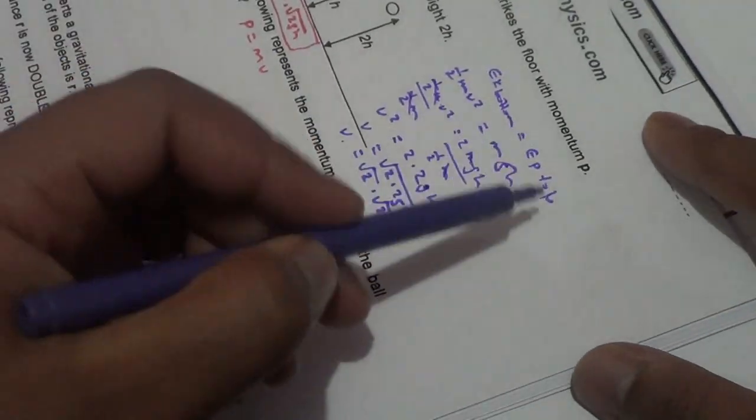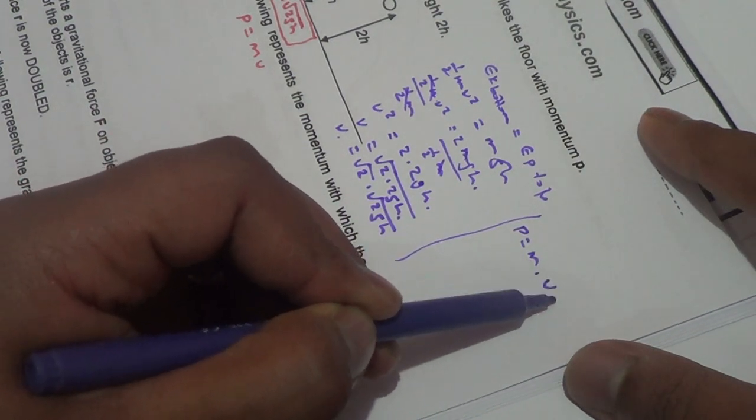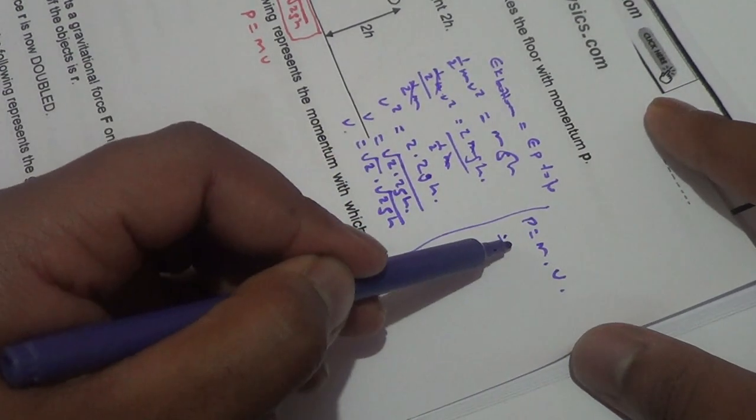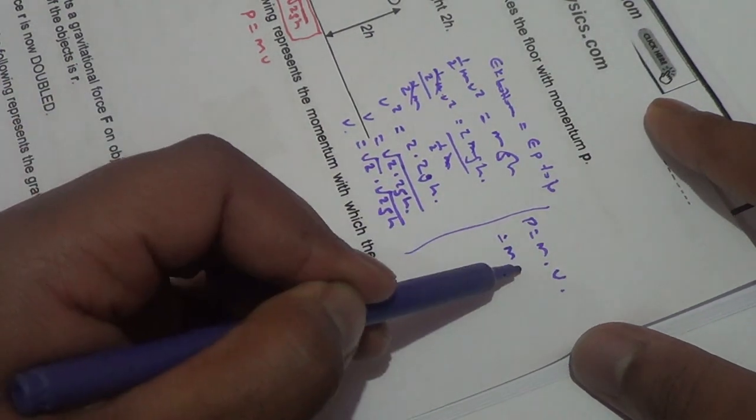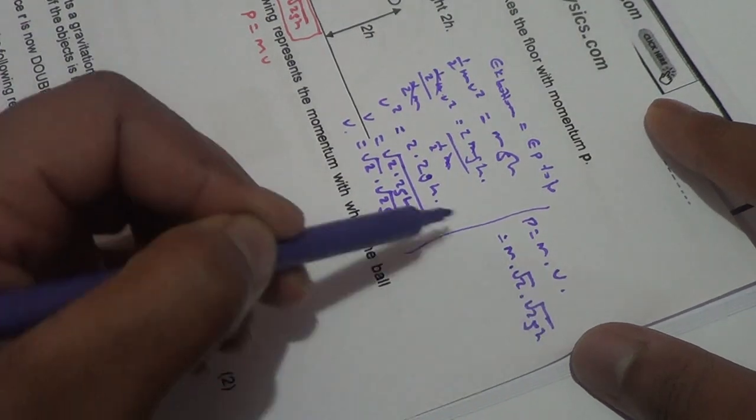Now, what will this give us? The momentum P is going to be m multiplied by the velocity. But now this new velocity is going to be m multiplied by the square root of 2 times the square root of 2gh.